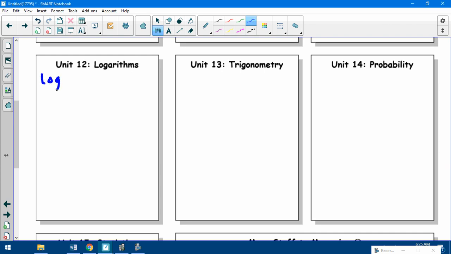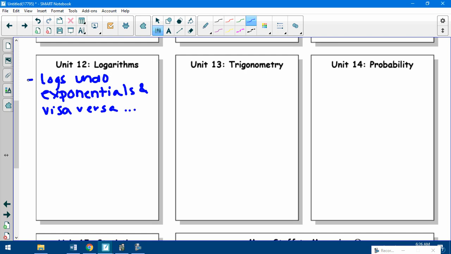write down that logs undo exponentials and vice versa. And if you want to put an example, that's where I have, if I've got log base b of b to the x, those cancel and I get x. By the same token, if I have b raised to the log base b of x, exponentiating cancels logs and you get x.